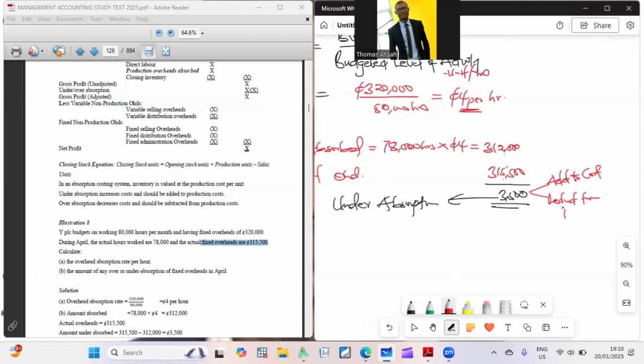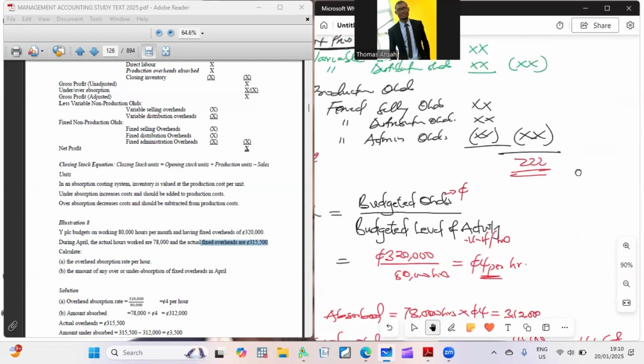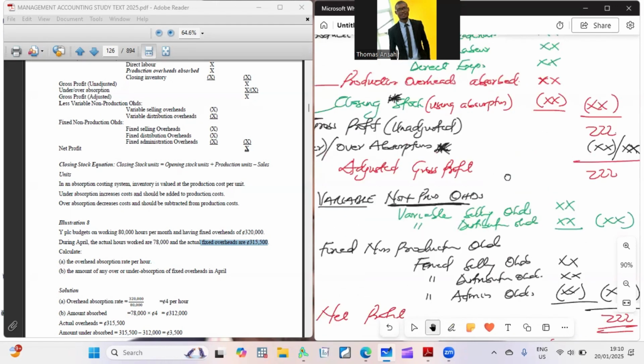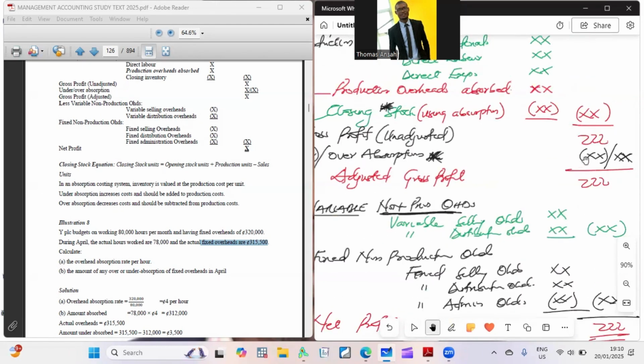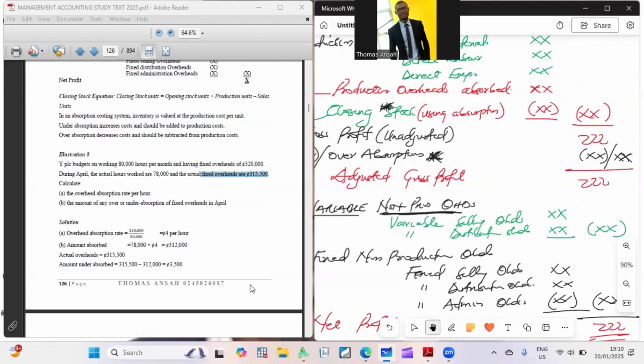So it's either you say add to cost or deduct from profit. From the template that I gave you, an under absorption is deducted from the gross profit. So that is that. So that is the question. I think that is it.